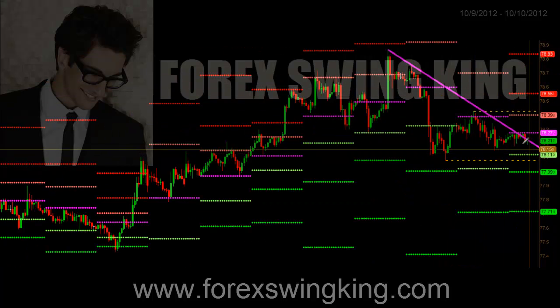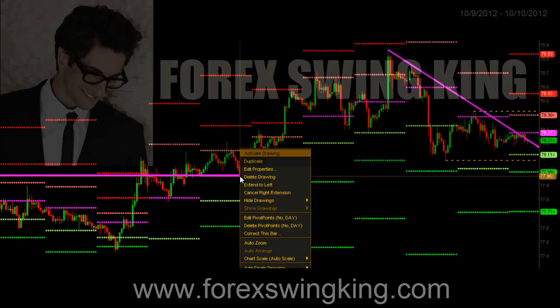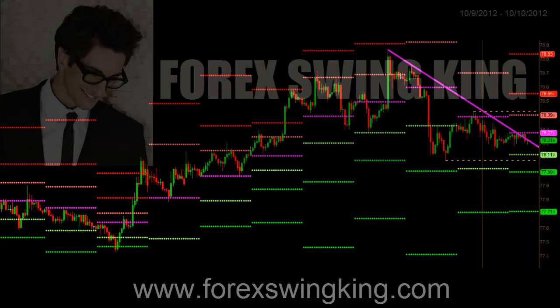USD JPY, it's trying to break this resistance, this diagonal resistance that we're seeing here. If it breaks this level, we're going up to the 78.42, which I'll be looking to take a short. And if we can stay below this resistance, I'll be looking at 78.08 as a potential long. If it fails that level, looking at down here at 77.96 as a potential long area.